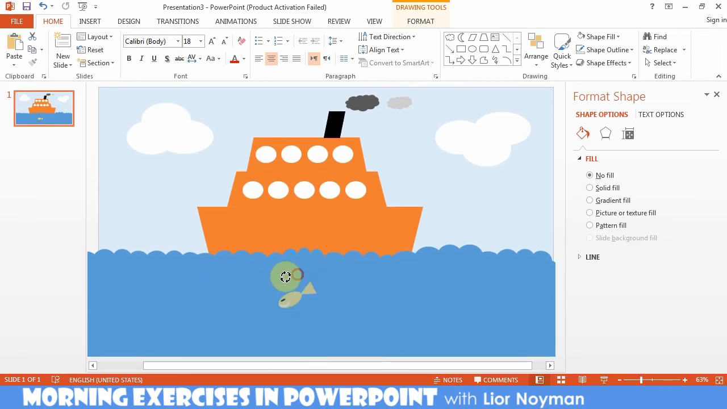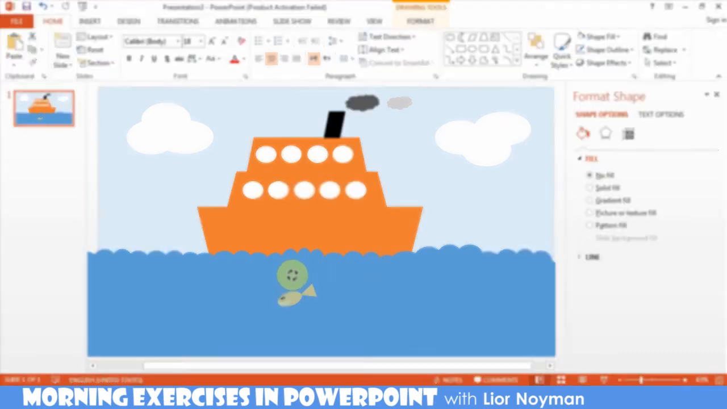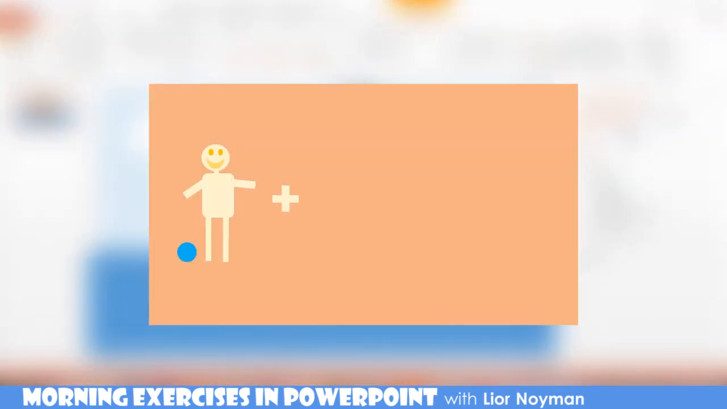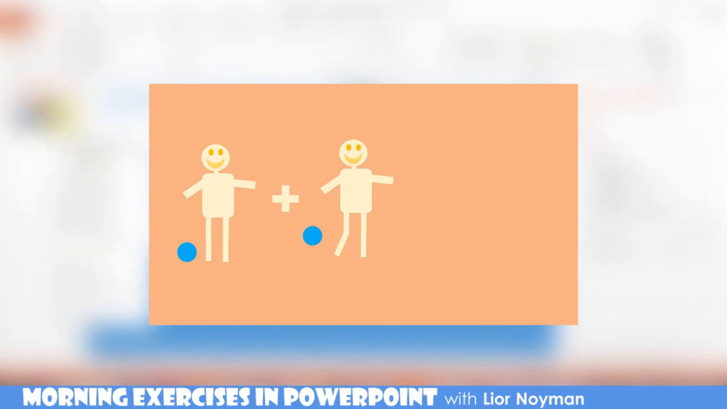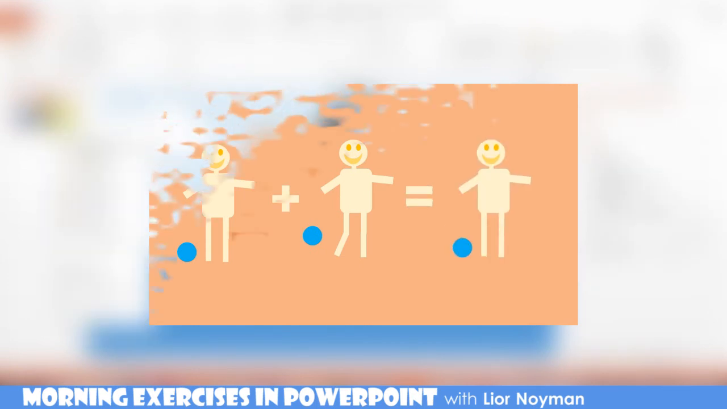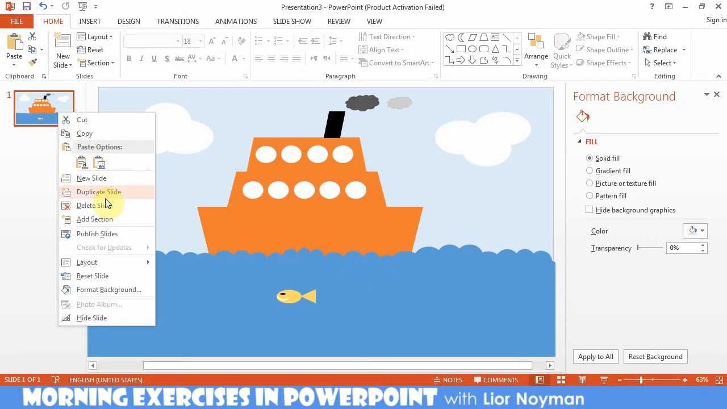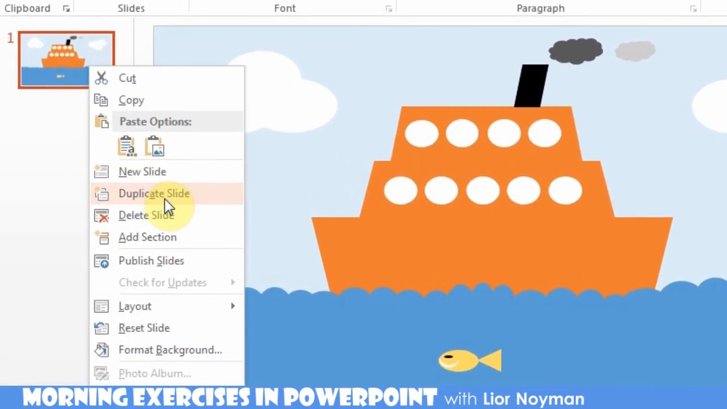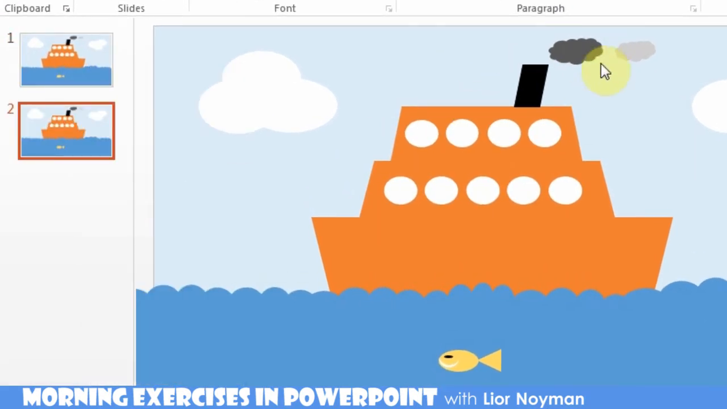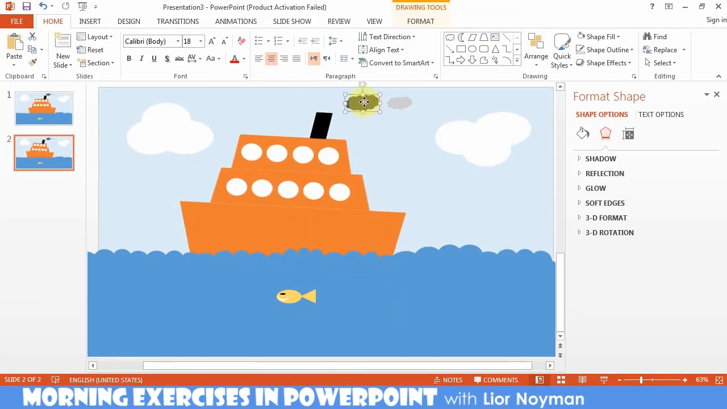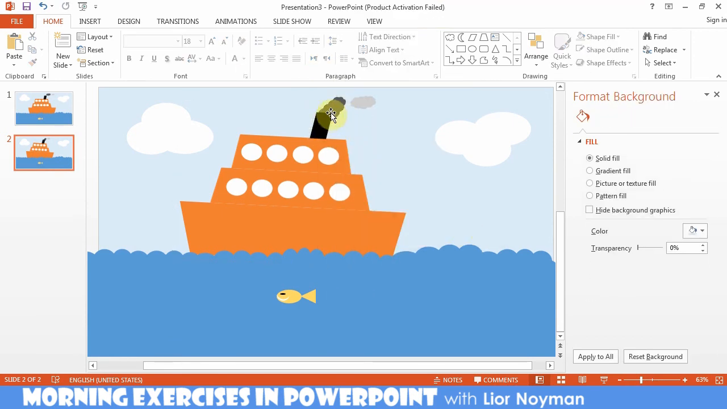So what exactly creates the animation? Animation is created with different photos that look similar, but there are a few small changes between them. I will duplicate slide number 1, and I will do it by right-clicking on the slide I want to duplicate, and in the pop-up menu I will click on duplicate. So now I have exactly similar slides, but at slide number 2 I will make a small change, like moving the ship a bit.